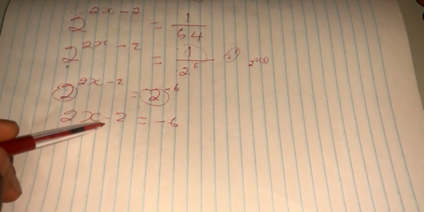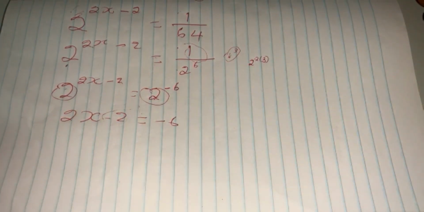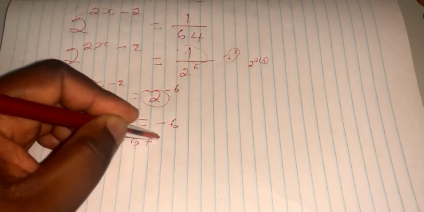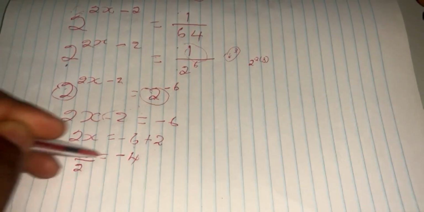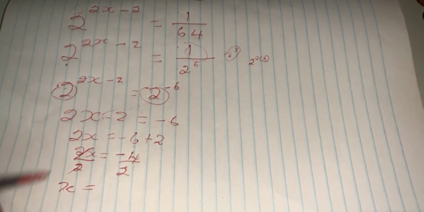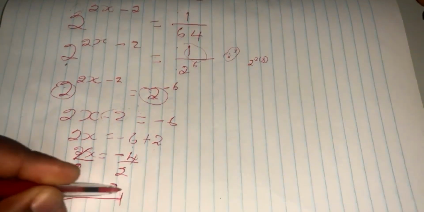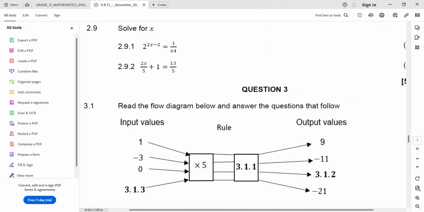The next step, we have to take the negative 2 to the other side. We multiply it by negative, it's going to give us positive 2. So we will have 2x is equal to negative 6 plus 2. These are the like terms. We will have 2x is equal to negative 4. So we divide both sides by 2 to get rid of 2x, remaining with x, because we're looking for x, not 2x. So we will have minus 4 divided by 2, which is minus 2. So here is how we simply solve for x from equation number 1.